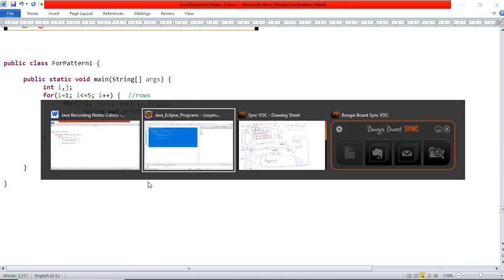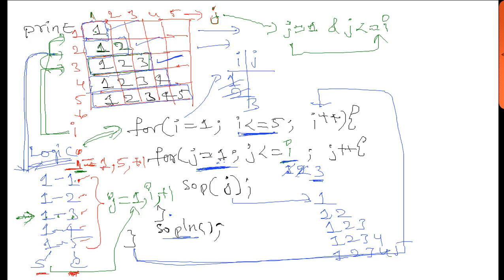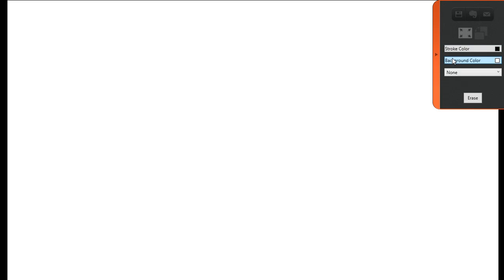Next program, you can see this please. What is the next program? Print. Let me change the color. What you have to print? Let's say another program: 1, 2, 3, 4, 5. 1, 2, 3, 4. 1, 2, 3. 1, 2. 1.